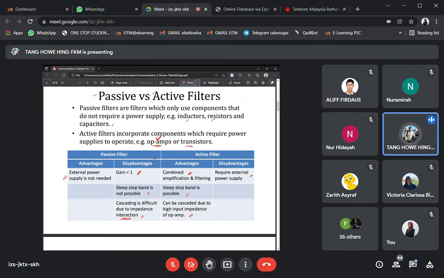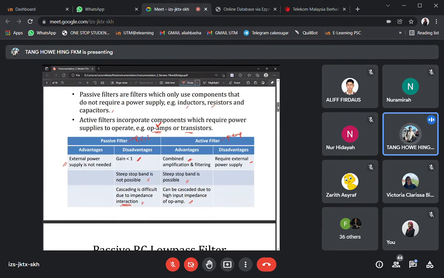So put it simply, passive filters just use passive components like the resistors, capacitance, and also the inductance. All right, this doesn't require any external power supply. Whereas for the active filters, mainly we are using op-amp. Okay. There is a difference between passive and active filters.